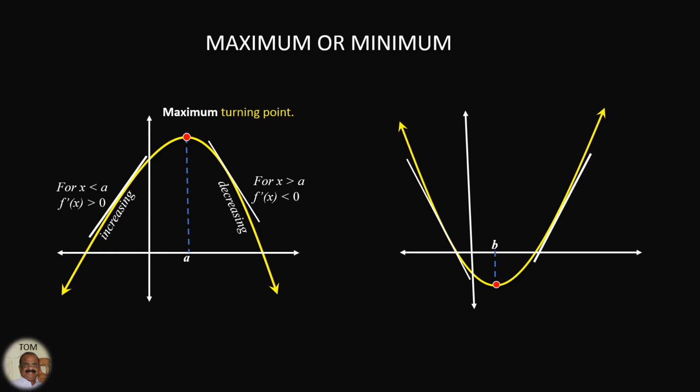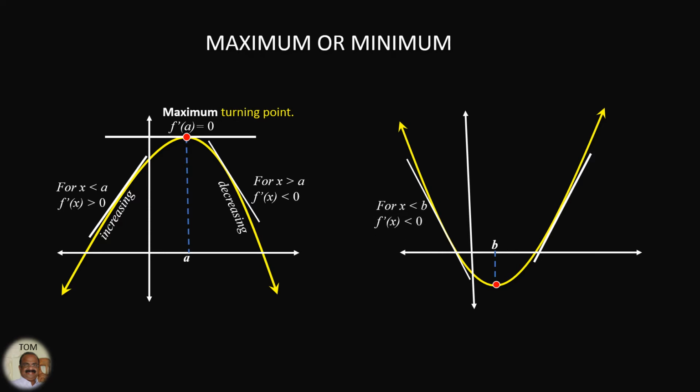Look at the second graph. Before we go, we look at the tangent at the point. A tangent at the turning point. What will be the gradient of that? It is parallel to the x-axis. So the gradient is equal to 0. So we say f dash of a, x is a, f dash a equals 0.